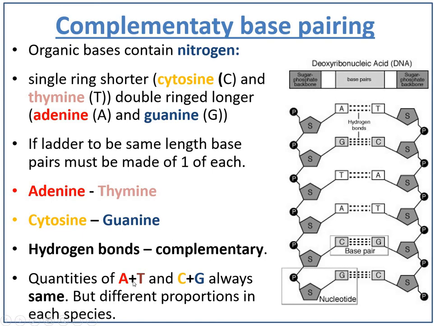So the quantities of A and T and the quantities of C and G are always the same, but you might have different proportions of each in each species. And just to reiterate, there's 2 hydrogen bonds between adenine and thymine, but there's 3 hydrogen bonds between guanine and cytosine.